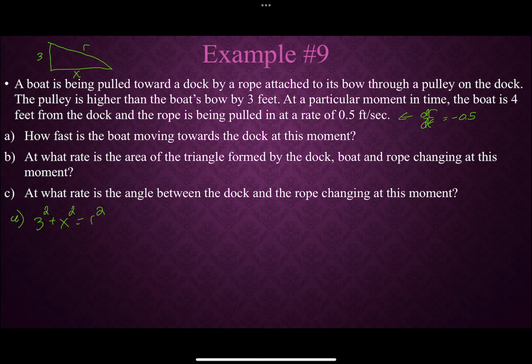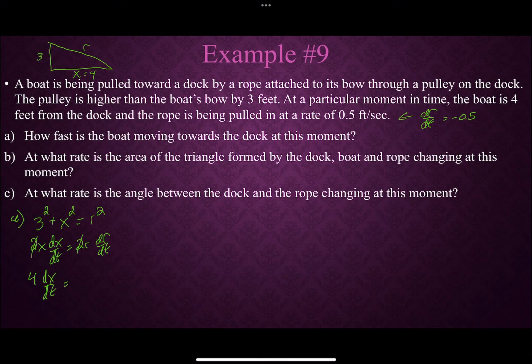So we take our derivative. The 3 squared is a constant, so it doesn't matter. We get 2x dx/dt equals 2r dr/dt. So we can cancel the 2's. We know that it's being pulled in, it's 4 feet from the dock, so that's the value of x at this moment in time. So it's 4, and we are trying to solve for dx/dt.